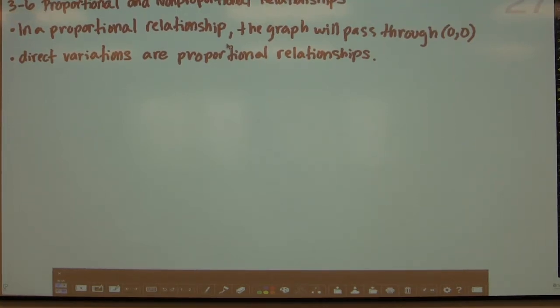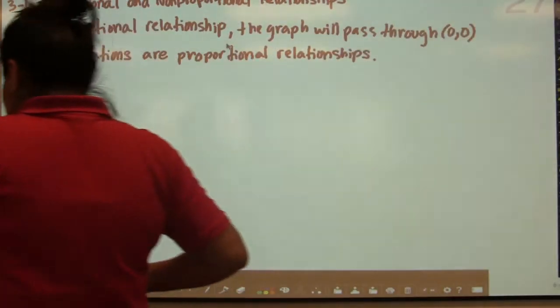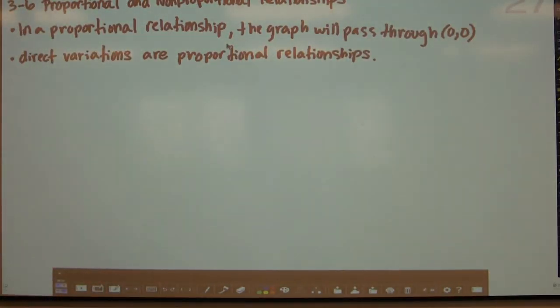Hello there again. This is Algebra 1, Chapter 3, Section 6, and it is the last section in the chapter. You know what that means. Dun, dun, dun. Exam review for you.